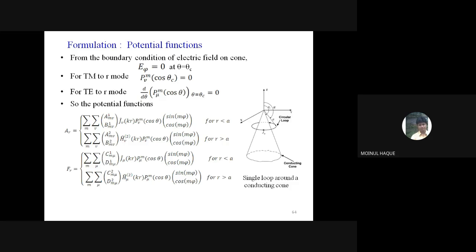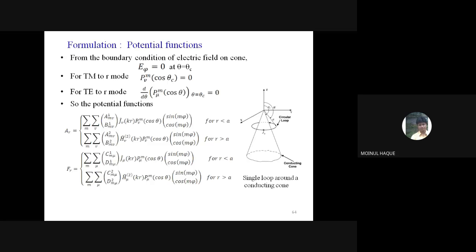Okay, so here we have taken two potential functions, one is AR, another one FR. Each potential function has some unknown coefficients and a summation from 0 to infinity. All the summations in that expression run from 0 to infinity. The unknown coefficients are V1, A1, V2, A2, C1, C2, D2. There are unknown coefficients for these problems. Because it is a single loop, the number of unknown coefficients here is 8.